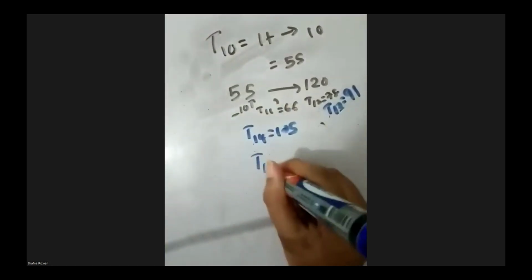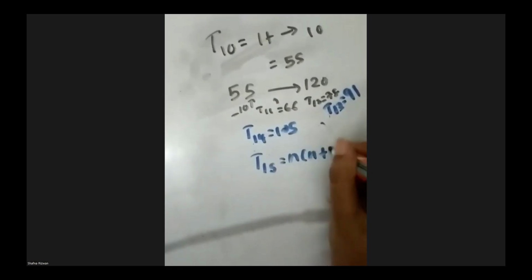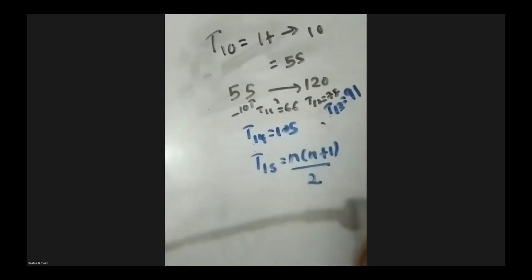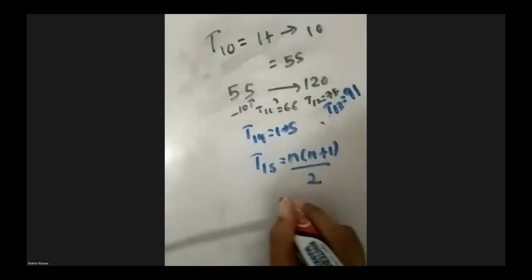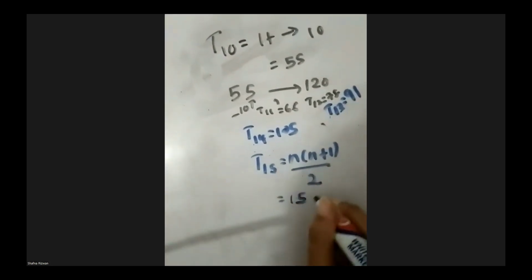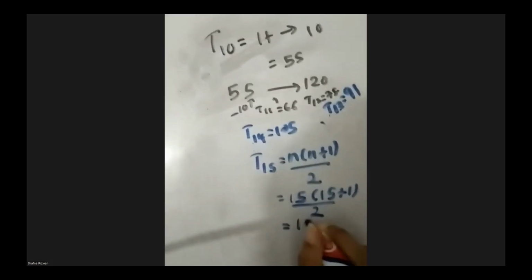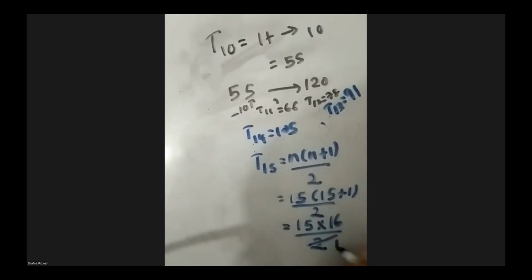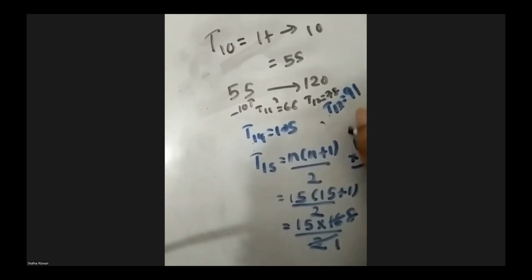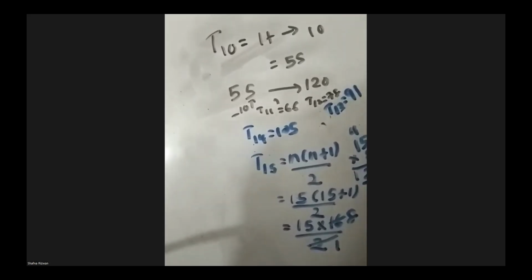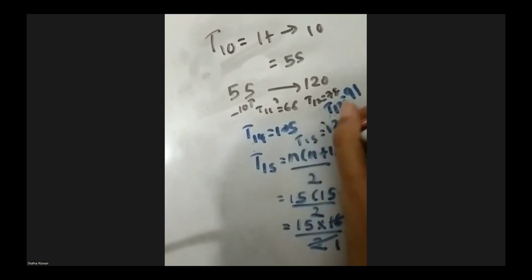Now let's go to triangle number 15. n(n plus 1) divide by 2. Here 15, 15 plus 1 divide by 2. 15 multiply by 15 plus 1 is 16, divided by 2. Here 8. Now 15 multiplied by 8 is how much? 5 eights are 40. 8 ones are 8, plus 4 is 12. So how much will you get? 120. So triangle number 15 is 120.